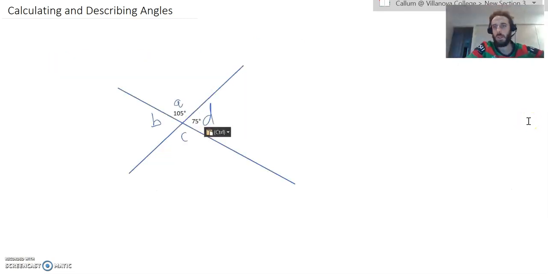The last one that's worth going over is calculating vertically opposite angles. These are the ones that look really confusing, but remember they're actually pretty simple. So let's say, for instance, I don't know why that control box is there. That's confusing. Let's say that you're asked to find the missing angles. So you're asked to find angle B and angle C.